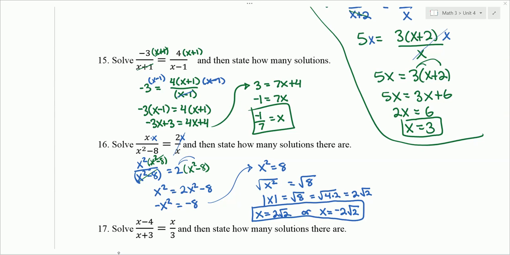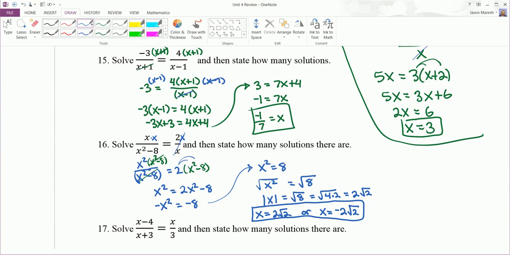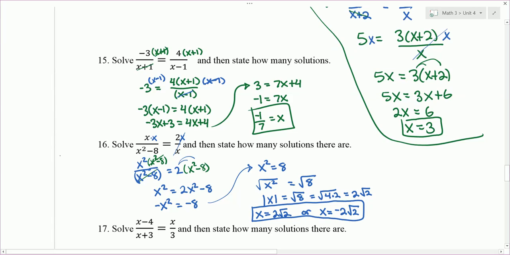Now there's an issue on number 16, and let me point this out. Our first fraction, before we even started the problem, was x over x squared minus 8. And we solved and got x equals 2 root 2, or negative 2 root 2, right? But if you look back, I'm going to highlight it for you. Notice what x squared is equal to. We have x squared is equal to 8.